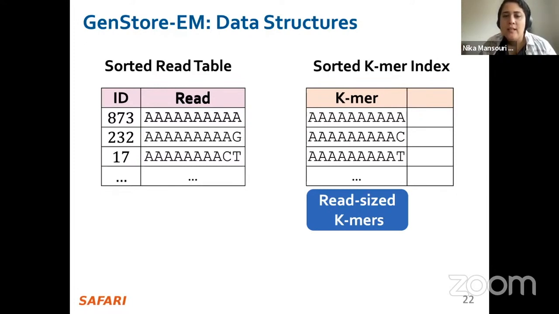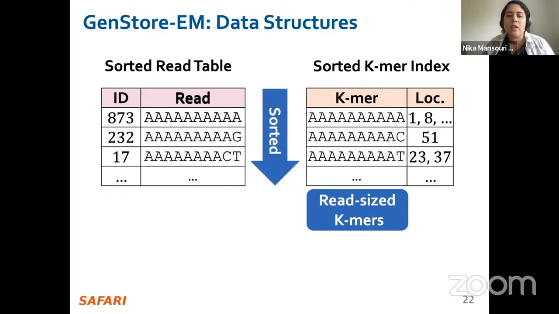So that has a sorted k-mer index, which contains all unique read-sized k-mers of the reference genome, along with each k-mer's corresponding location in the reference. That is, again, similar to the past. The difference is only the k-mer size, and also each data structure is sorted by read and k-mer in alphabetical order.